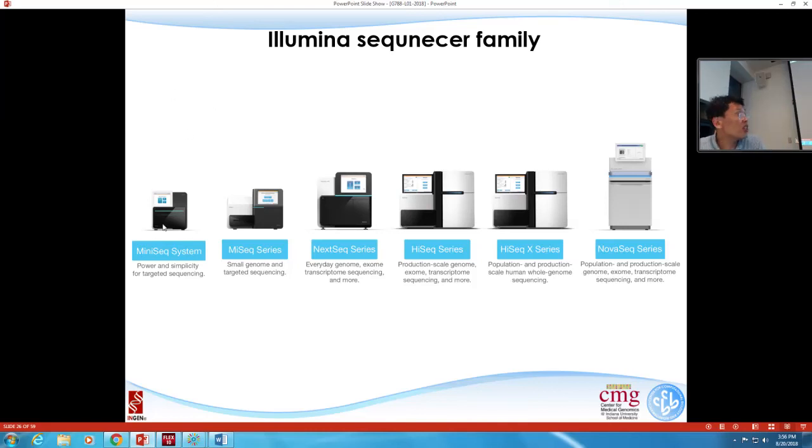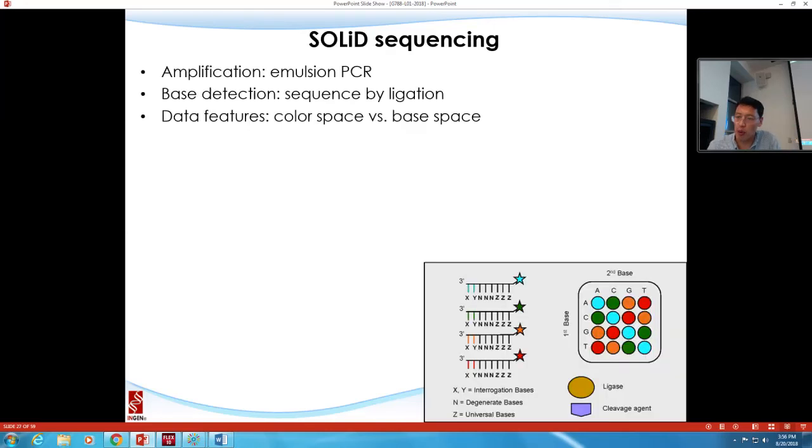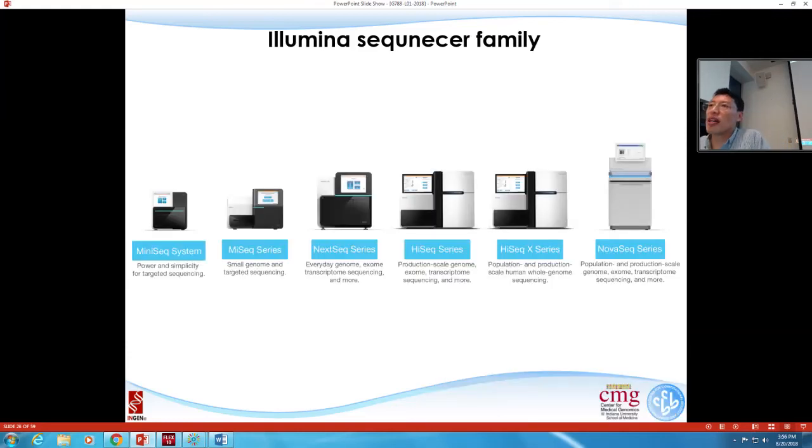So these are all the currently available platforms for the Illumina sequencers. What we have here is the MiSeq, the NextSeq, the HiSeq, and we also have two NovaSeq sequencers in our labs. I don't know whether we have time to see all of them, because they are in two separate locations, but we can certainly make some arrangement. Any questions about the Illumina sequencing technology?